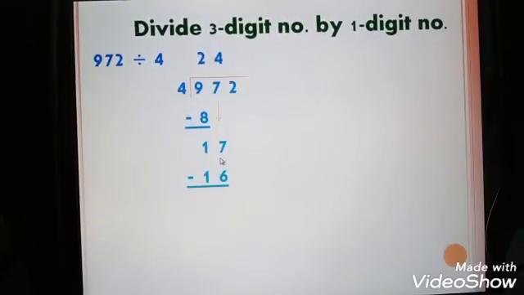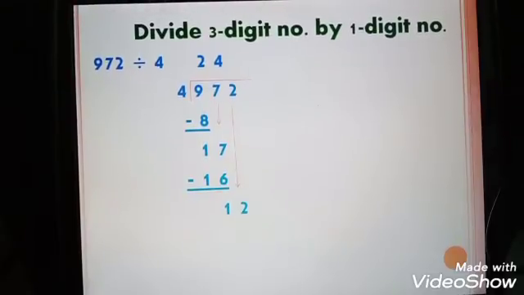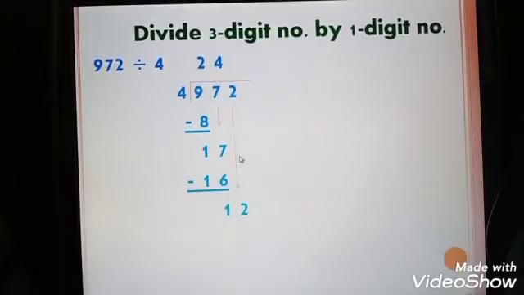Now, subtract. Sorry, 7 minus 6 is 1 and 1 minus 1 is 0, so that we will not write. So, now 7 minus 6 is 1. Now, borrow one more number because one more number is there to divide. So, we will borrow this 2 with 1.